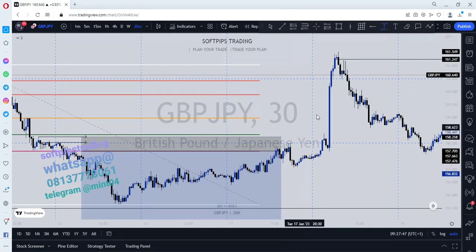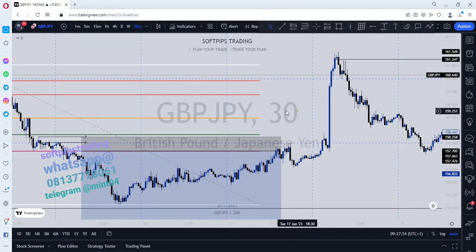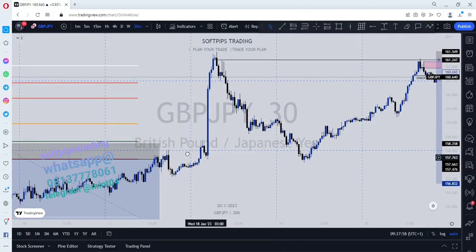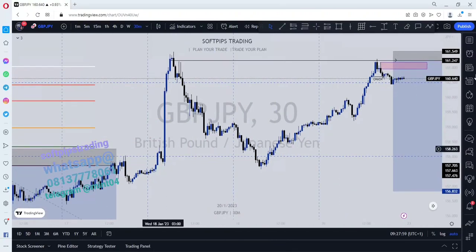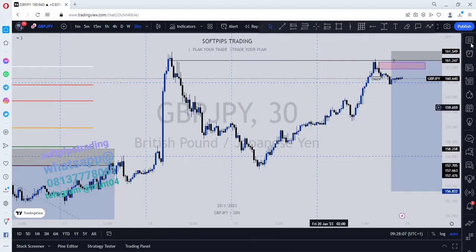But for this week as well, I'm still looking at selling GJ for 500 pips. Looking at picking sales from here and holding throughout the week as well.